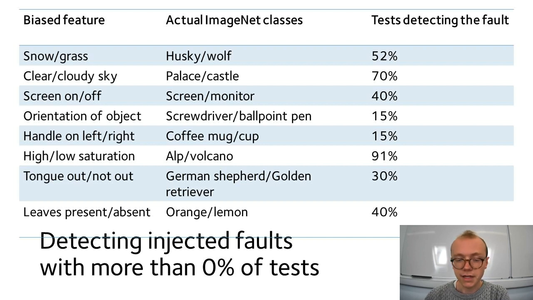It was as low as 15% for some deep neural networks and as high as 91% for others, with most somewhere in between. But the important point is that our testing method did detect the faults in far more than 0% of tests, whereas pixel tweak tests, for example, could never detect the presence of these faults because they're constrained to imperceptible tweaks to individual pixels. You're never going to be able to see these, detect these more meaningful problems.